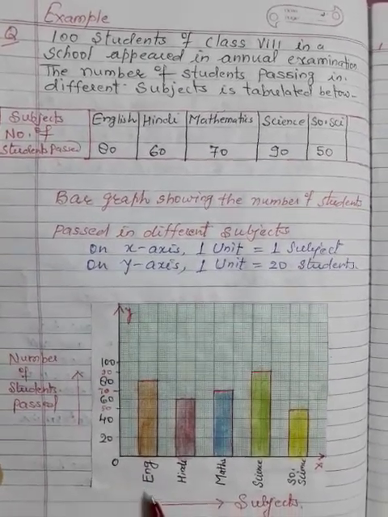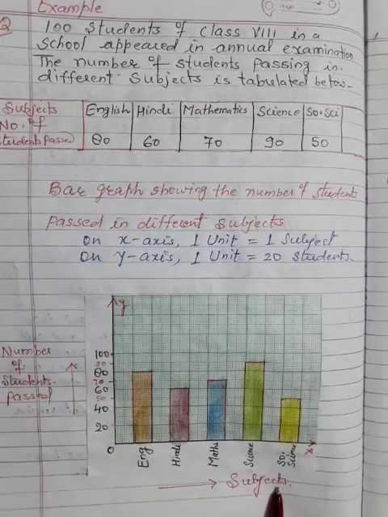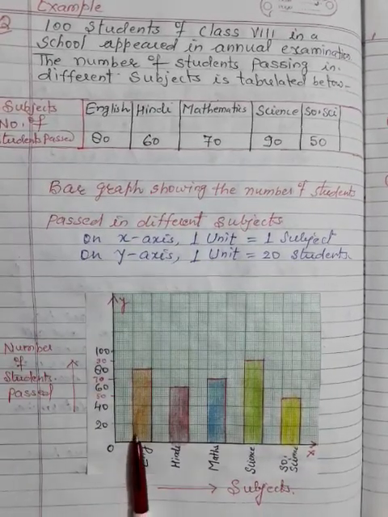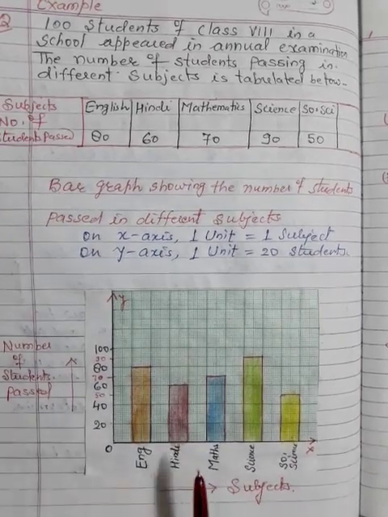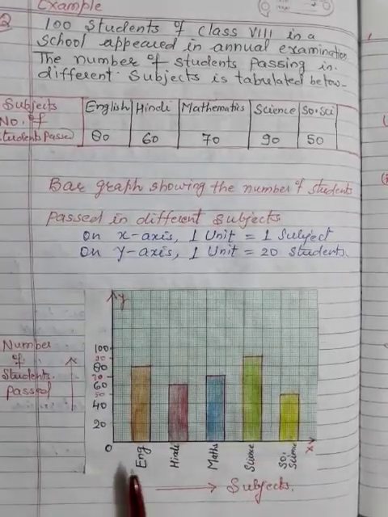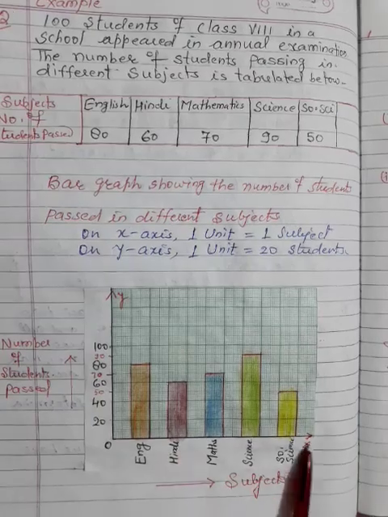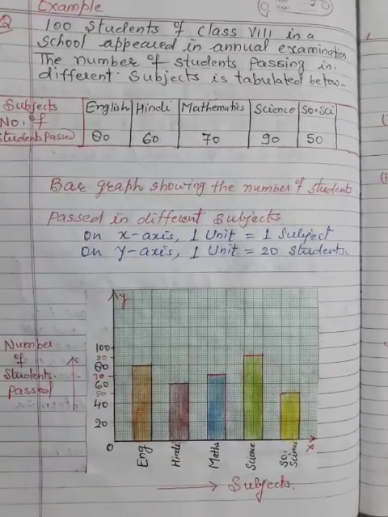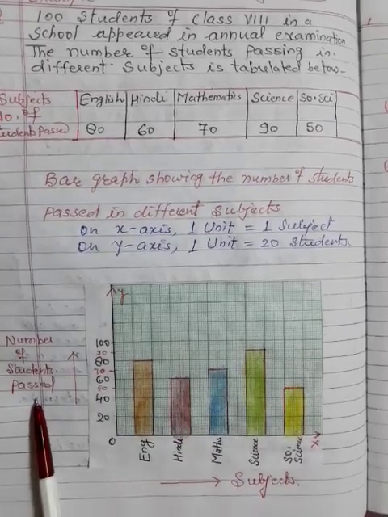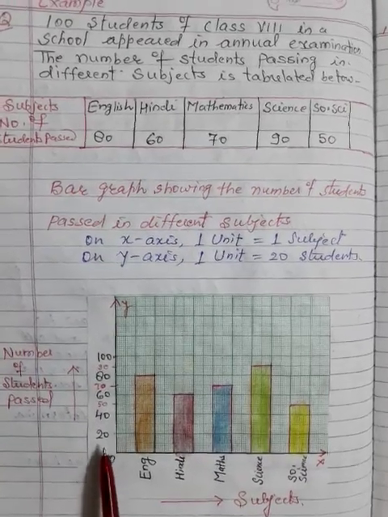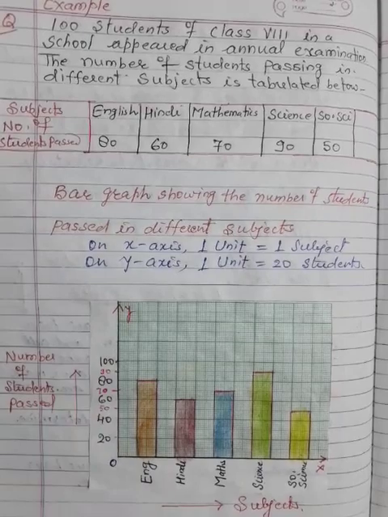So on the x-axis we have taken the subjects: take 1 bar, leave 1 box, take another unit, leave another. So this is the 0, OX is the horizontal axis and OY is the vertical axis. On the Y axis, the number of students passed, we have taken the numbers: the table of 20, 40, 60, 80 and 100.